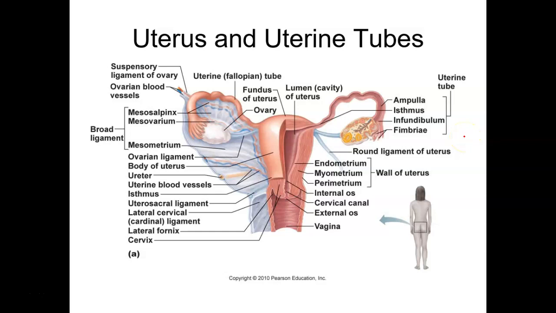So, a couple other structures that we see. Again, the fallopian tube we pointed out, and the big broad ligament here, we pointed those out as well. Here is the ovarian ligament, right through here.